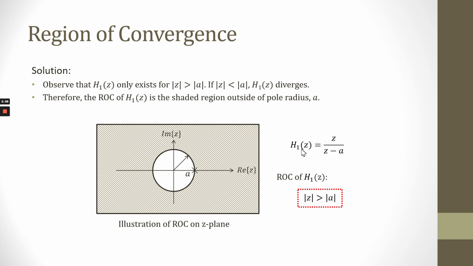So the Z transform of h1 is equal to, when we simplify the previous equation, 1 over 1 minus a over z. So we have z divided by z minus a, where z is larger than a for the ROC. This is where z is larger than a. In this circle is z less than a, where a is the radius of the pole.